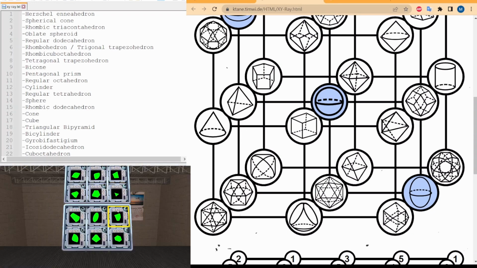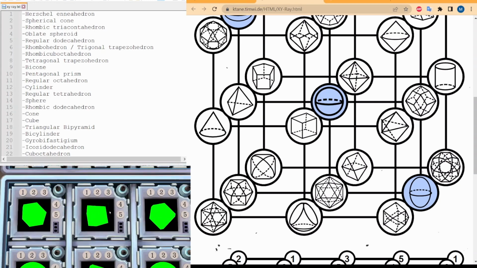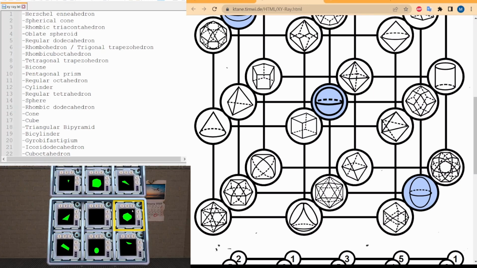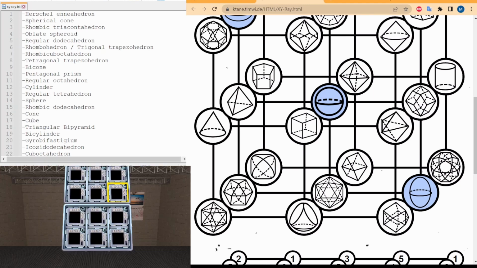I don't have an example of prolate spheroid going from the side, but as I said, I'm not going to cover every possible thing here, because it would take so much time. Okay.